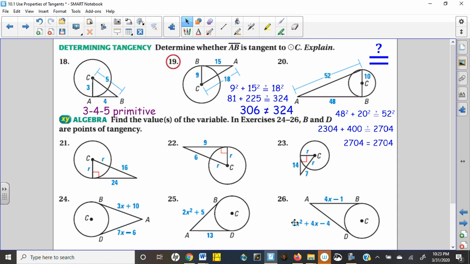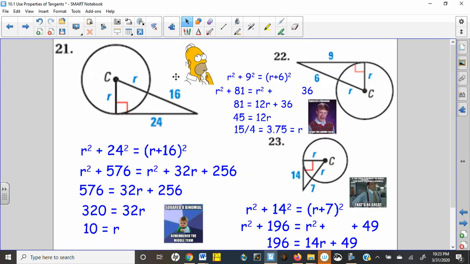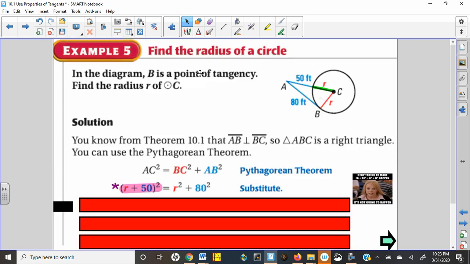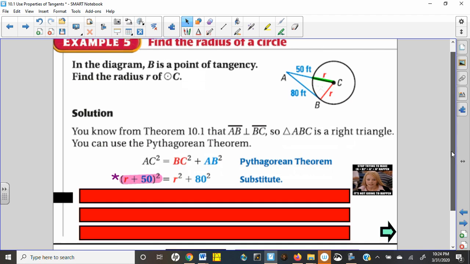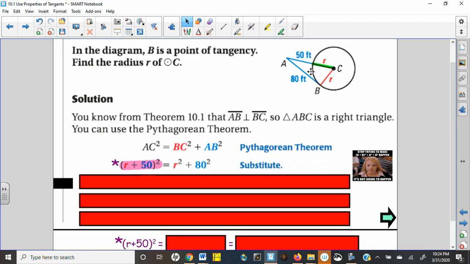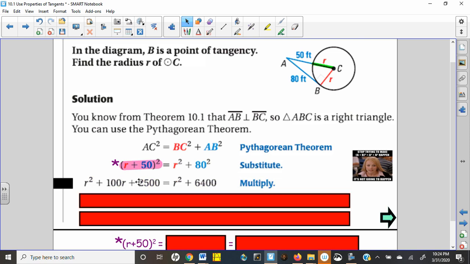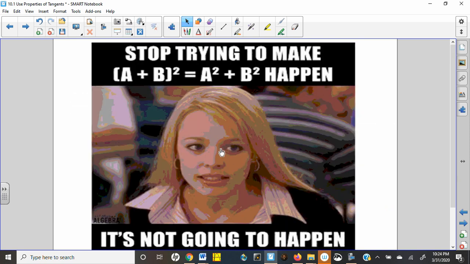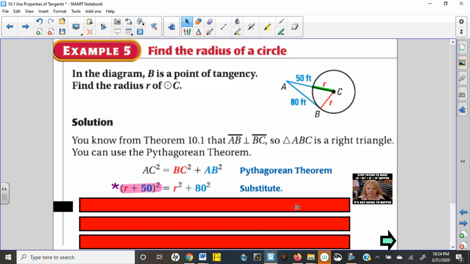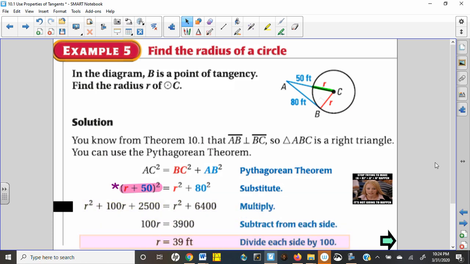21 through 26. Particularly 21 through 23 required a little bit of algebra, but if you actually watched the video lecture yesterday, you would remember, like Homer does here, or at least Homer's trying to remember, example 5, where we used the Pythagorean Theorem. We had to recognize the hypotenuse as 50 plus r, or r plus 50. And then we really had to remember that when you square a binomial, you can't just square the two terms. You have to FOIL it out, FOIL it out, FOIL it out, okay?